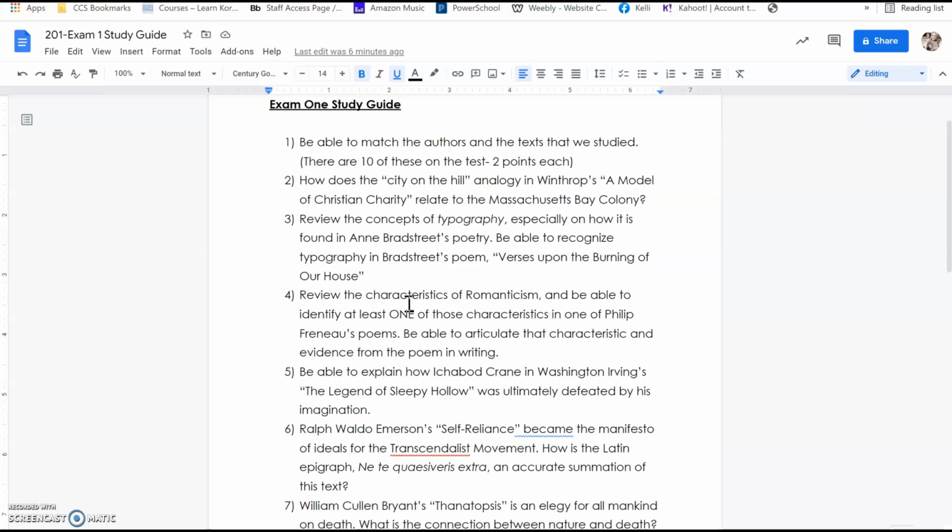That was like the emphasis on nature, the supernatural, all those characteristics. And be able to identify at least one of those characteristics in one of Philip Freneau's poems. And you had a couple that you could choose from. We had The Wild Honey Suckle, we had The Indian Burying Ground, you had the nature text.